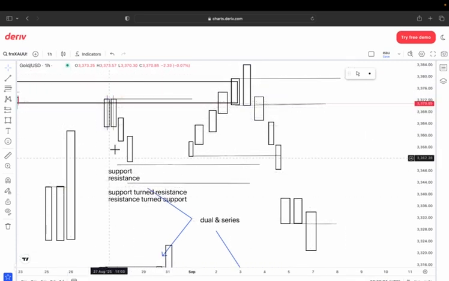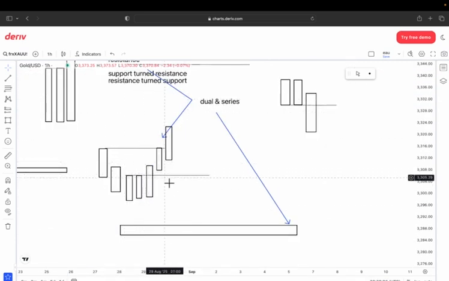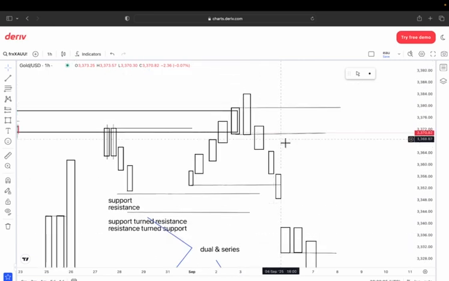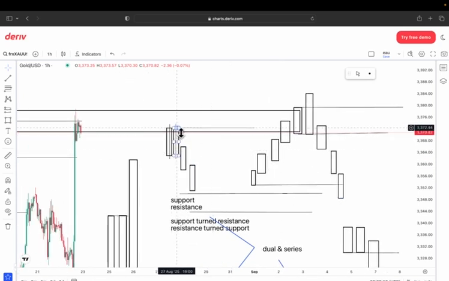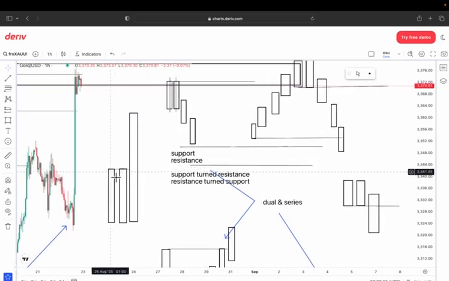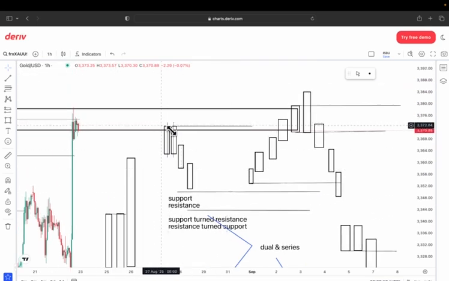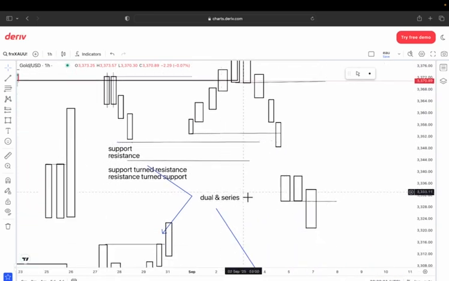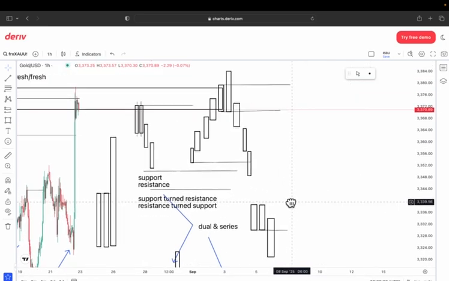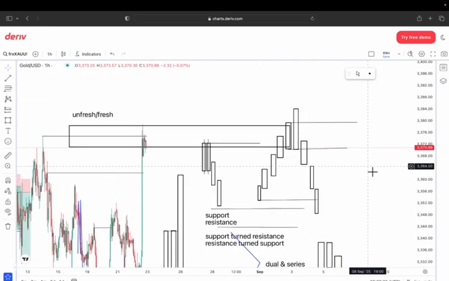A resistance that turned into a support, we are buying. A support that turned into a resistance, we are selling. A normal support, we are buying. A normal resistance, we are selling. As simple as that. This is what makes up key levels. We are not done with key levels yet.